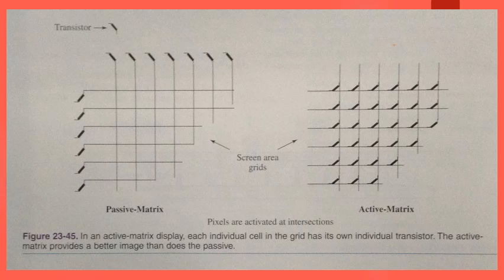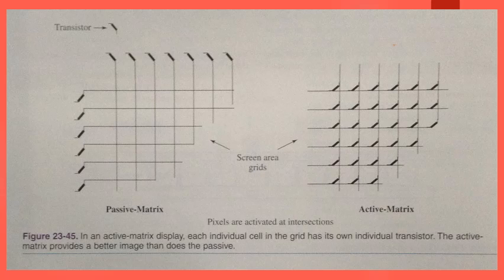The active matrix display. In an active matrix display, each individual pixel in the grid has its own individual transistor. The active matrix provides a better image than the passive matrix. The active matrix image is brighter because each cell can have a constant supply voltage. The most common active matrix display is the thin film transistor liquid crystal display, the TFT LCD.